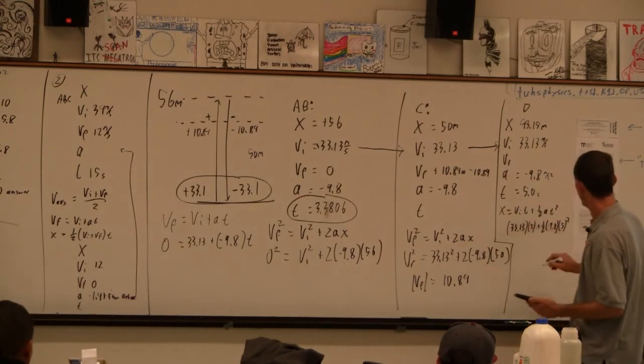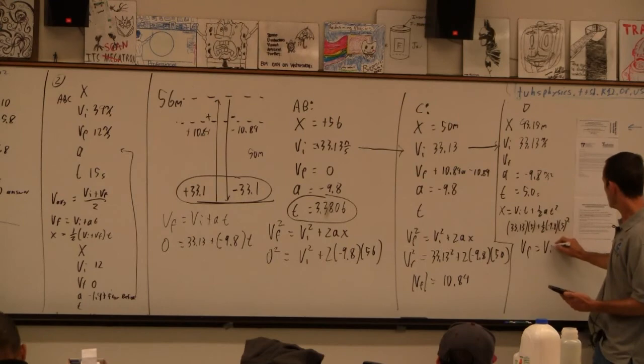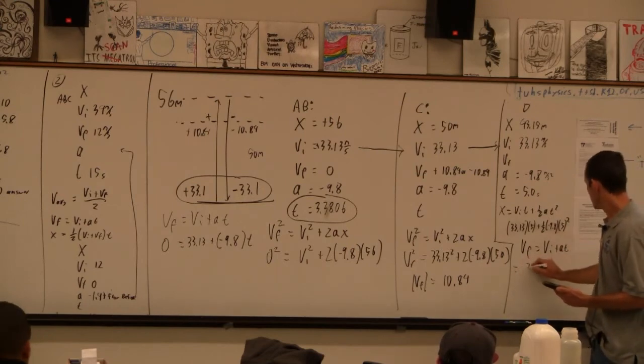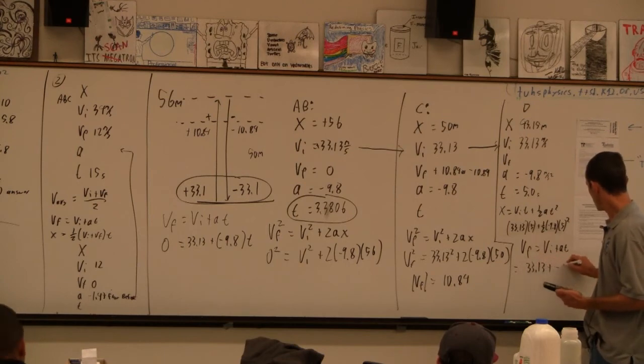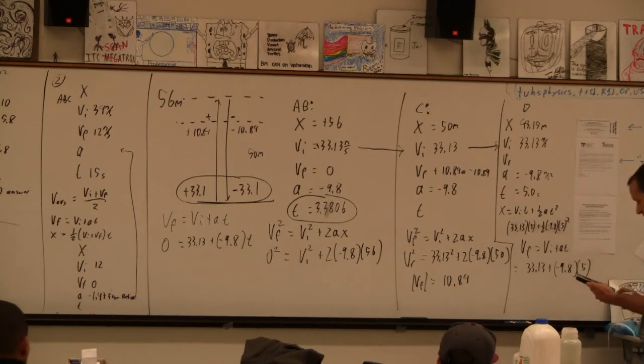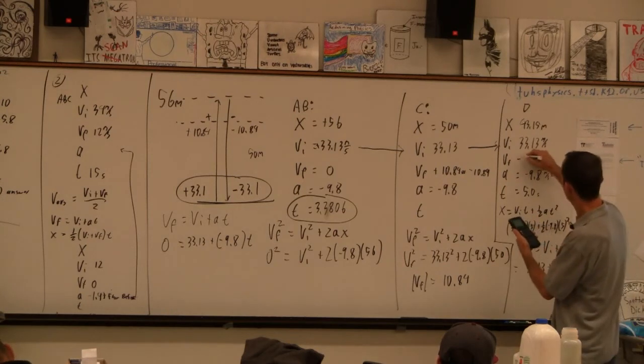Okay, and then to find the final velocity, I'm going to use VF is VI plus AT. So it's going to be 33.13 plus negative 9.8 times 5. It's going to be on the way down, so this is going to be a negative number. And I'm getting negative 15.86, so negative 15.9 meters per second.